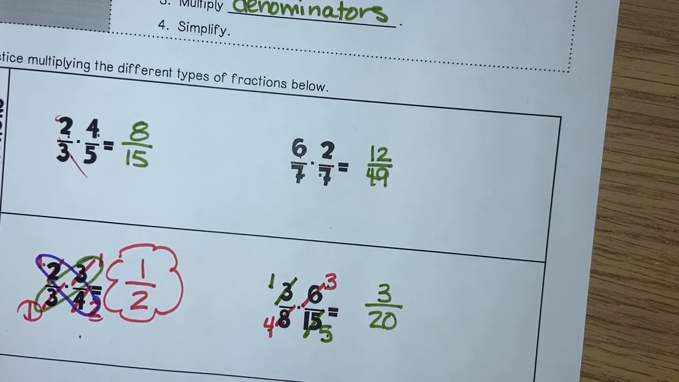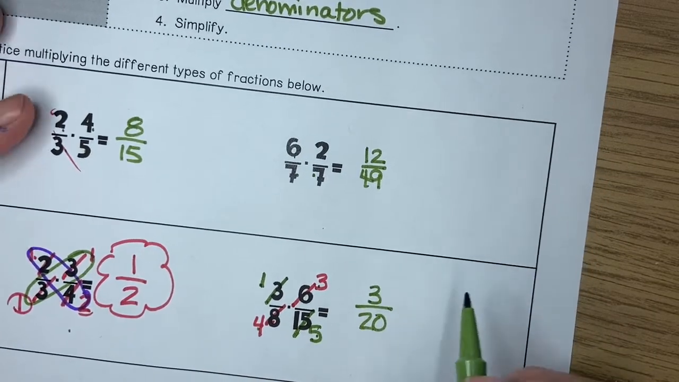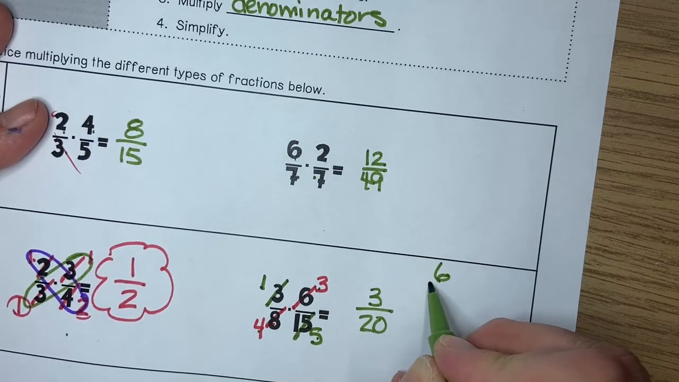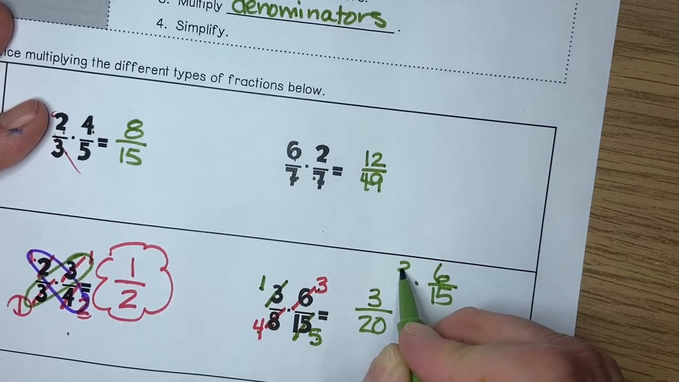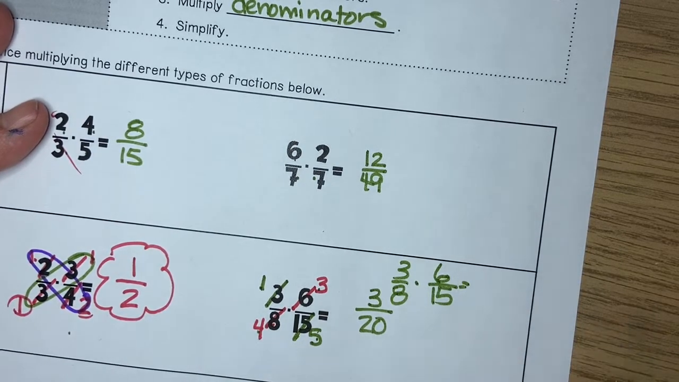What happens if I don't cross cancel? Okay, so let's say I had the same problem. 6/15 times 3/8, and I just multiply across. 3 times 6 is 18. Now I've got bigger numbers I have to multiply.